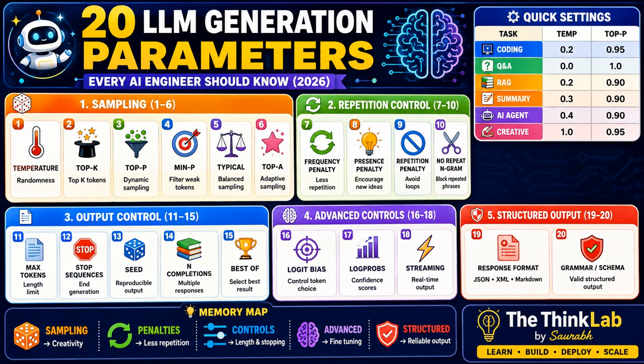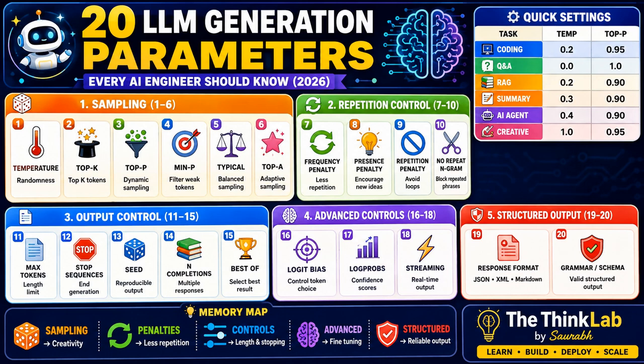Now we are moving to number 20, that we call the grammar or schema. Grammar or schema forces the model to follow a predefined structure. This is very useful for AI agent automation and enterprise software. It also reduces formatting errors and produces reliable output.